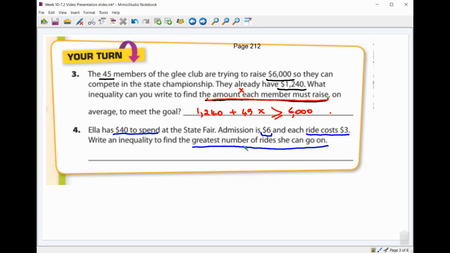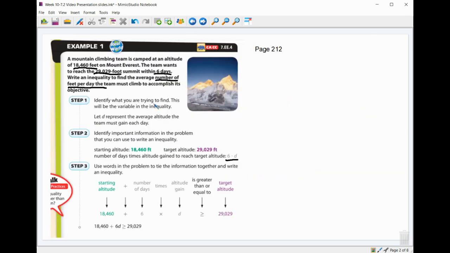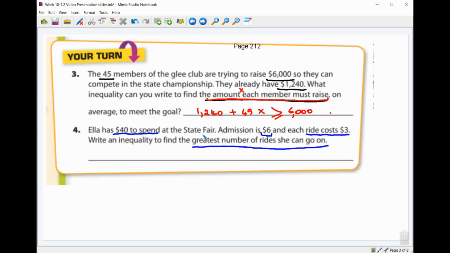All right, so let's look at the example problem again. It's saying to go ahead and identify what you are trying to find. We also underlined that when we annotated. We need to find the greatest number of rides she can go on. We can call this X, we can call it R for rides, we can call it Y, anything you want to as long as we know we call the greatest number of rides she can go on this variable. So I'm going to go ahead and call it R. Now, I identified what I am looking for, and that was my step one.